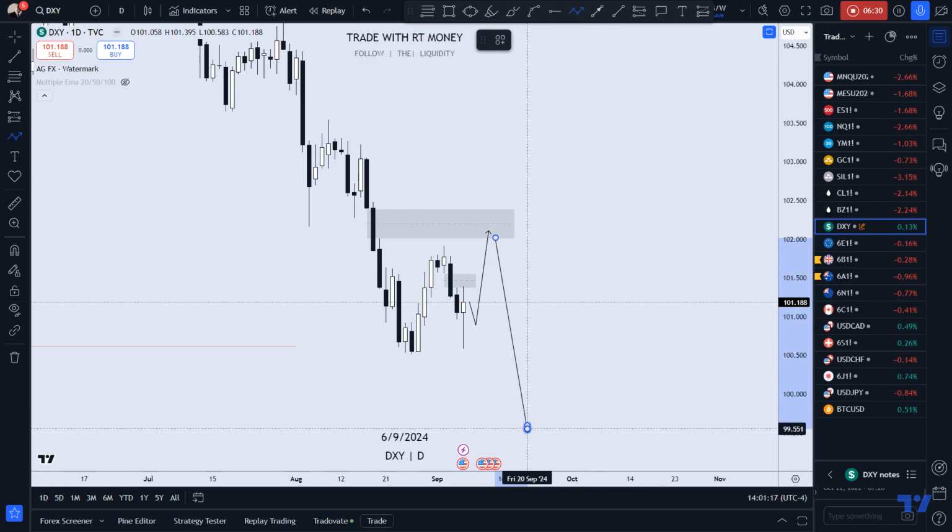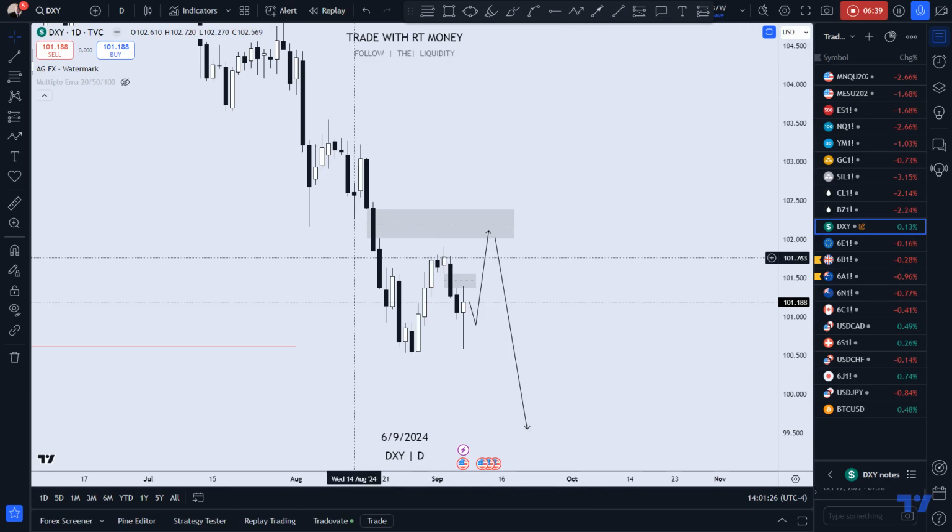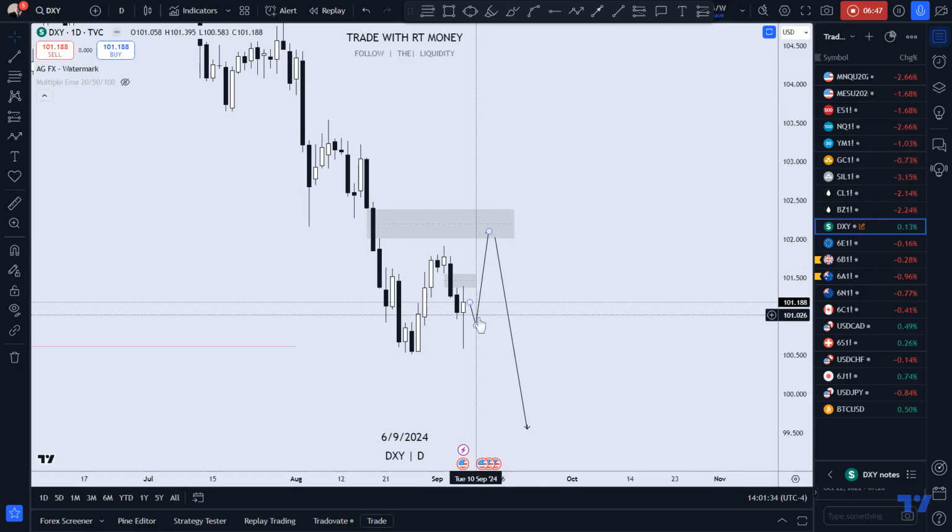This is what I was talking about on the higher time frames. I'm looking for price to hit this monthly, weekly, daily fair value gap. They're overlapping each other here, and I would like to take a short from this high probability area on. I was short against the U.S. dollar here. That's my point.